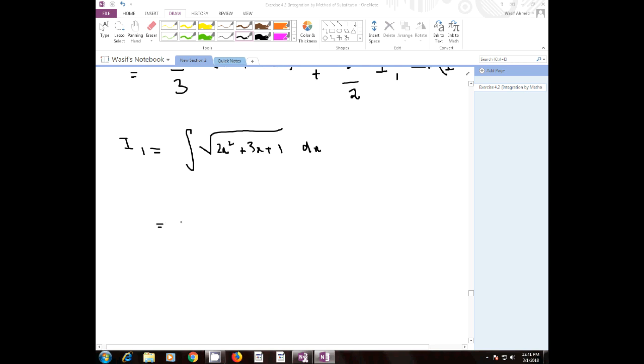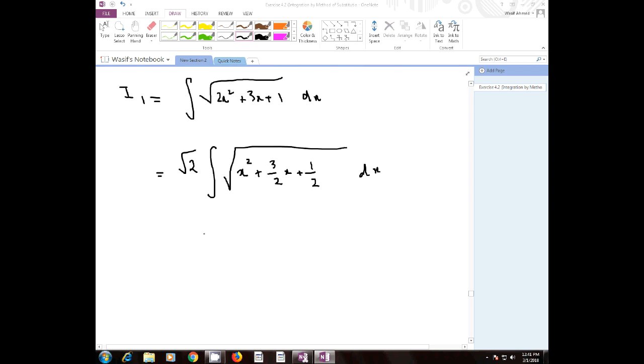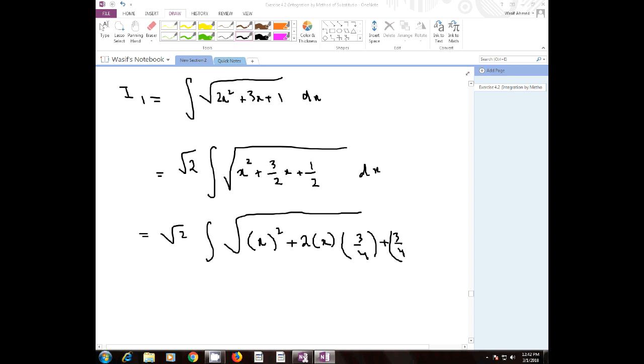Apply the technique of completing square. Again, you have to take 2 as common and take it out of the integral: x square, sorry, plus 3 divided by 2 x plus 1 divided by 2, whole square root, dx. Apply the completing square technique. A square plus 2AB, where A is x and B is half of the coefficient of x, that is 3 divided by 4, plus 3 divided by 4 whole square. And you have to also subtract it, so you get minus 9 divided by 16. And the last term was 1 divided by 2.